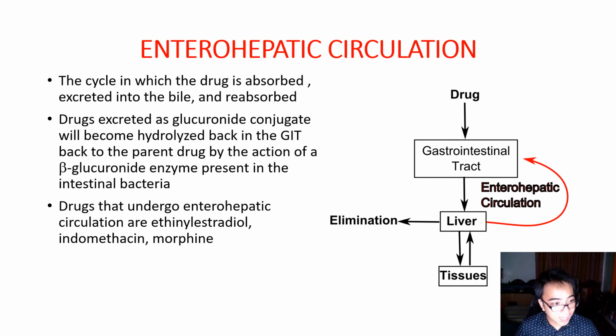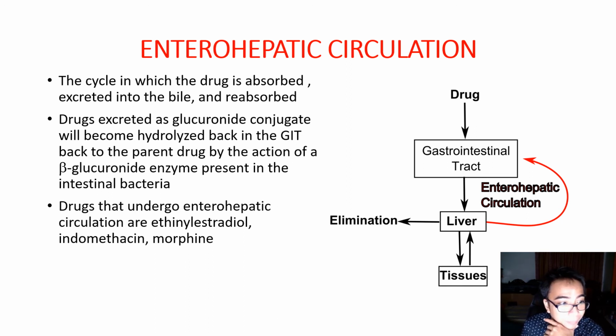Okay. Another thing, class, we have to talk about, okay, would be the enterohepatic circulation. Right? So, it's the cycle in which the drug is absorbed, excreted into the bile, and then reabsorbed again. Okay? So, drugs excreted as glucuronide conjugate will become hydrolyzed back into the GIT, back to the parent drug by action of the beta-glucuronidase enzyme present in the intestinal bacteria. So, an example of this, class, would be estrogen. Okay? Actually, estrogen ang i-discuss dito eh.